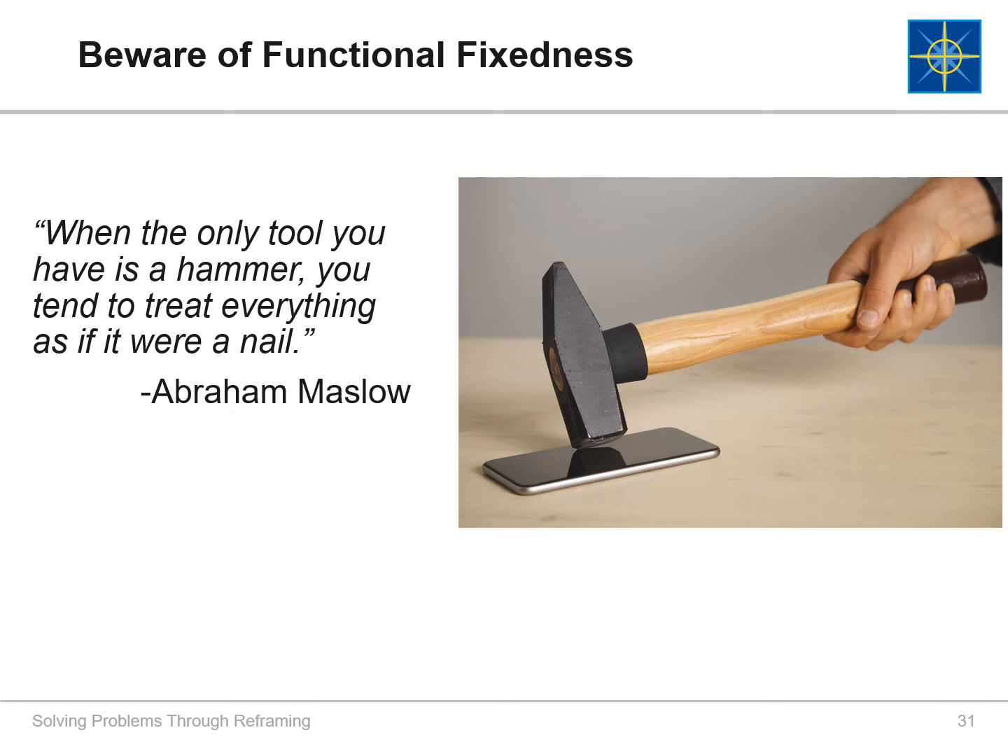Functional fixedness. A cognitive bias that limits a person to use an object only in a way it is traditionally used. As Abraham Maslow pointed out, when the only tool you have is a hammer, you tend to treat everything as if it were a nail. This fixedness can be a huge stumbling block for us because it limits our thinking and the number or types of solutions.